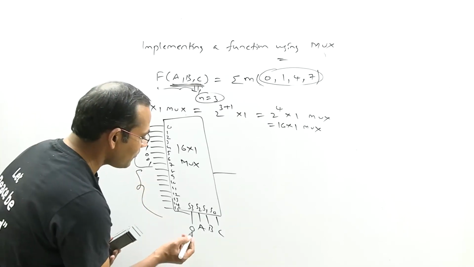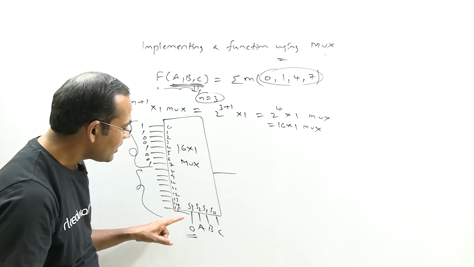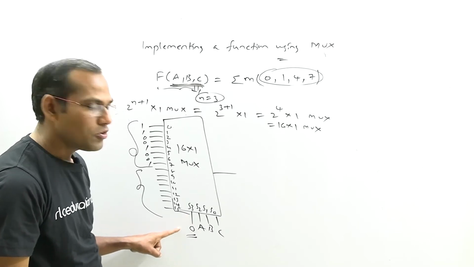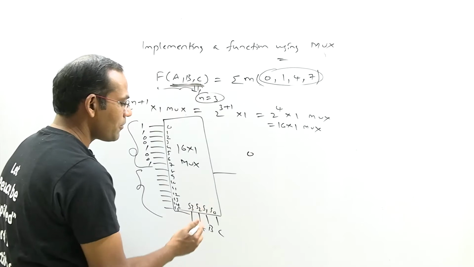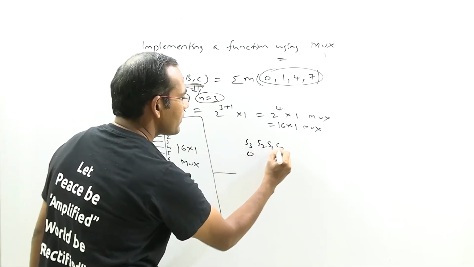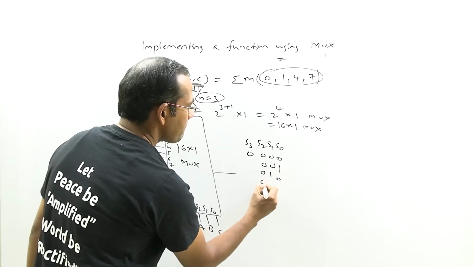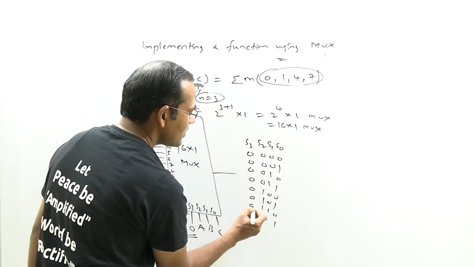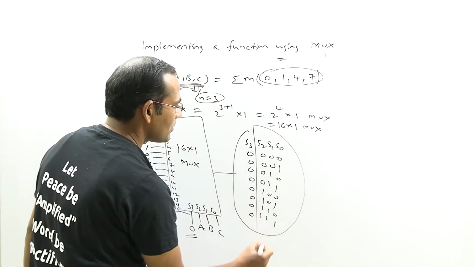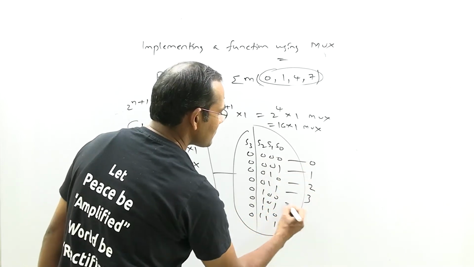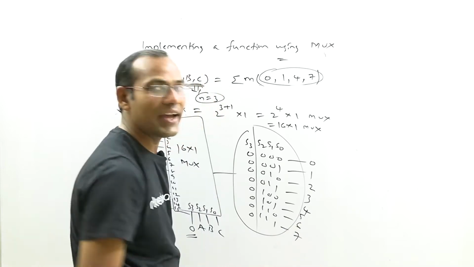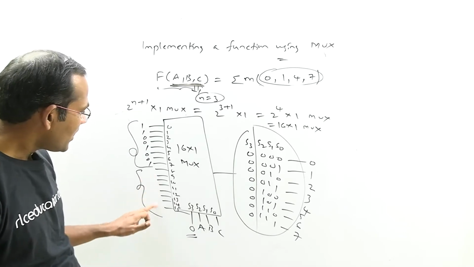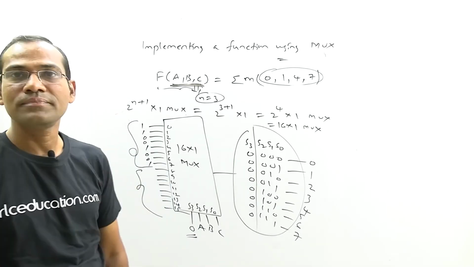The reason is, if you observe carefully, S3 is maintained permanently at 0. S3 is permanently connected to 0. So that means always the different combinations we can apply are like this. Only these combinations are applied to this mux. That is 0 to 7 are applied to this mux. Remaining combinations are never applied. So that's why don't bother about 8 to 15 input terminals.